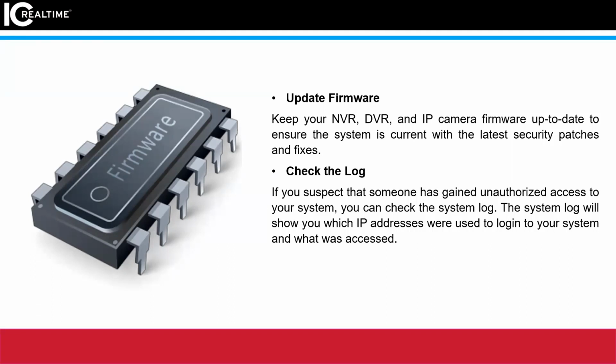And then lastly, make sure you check the log. If you suspect any intrusion into IC Realtime recorders, then you want to make sure that you check those log entries so you can see where they've been in the recorder, what's been accessed, and even see if there's an IP address attached to that entry that you thought was suspicious.